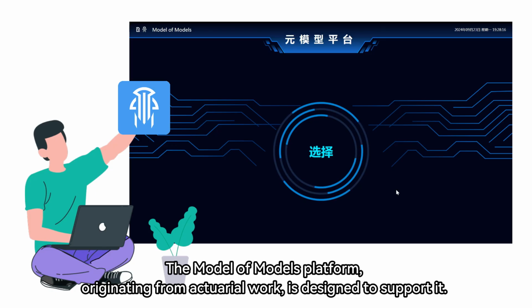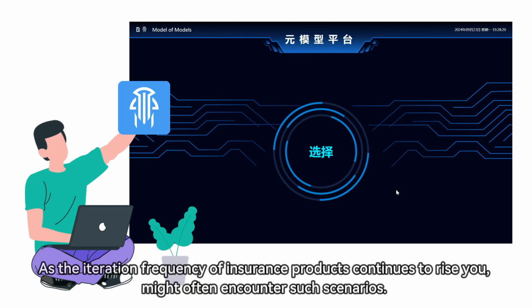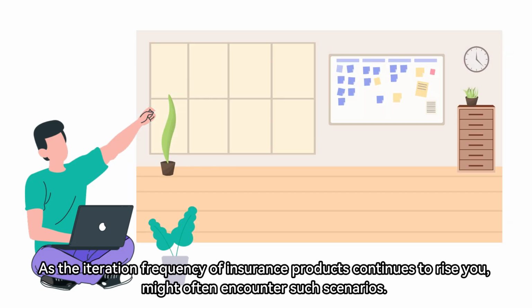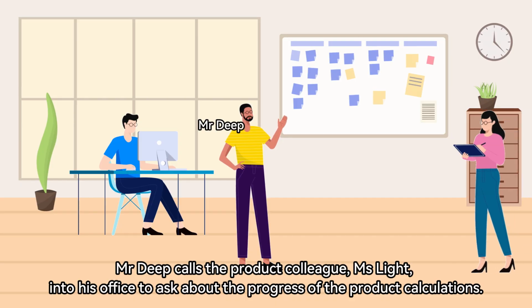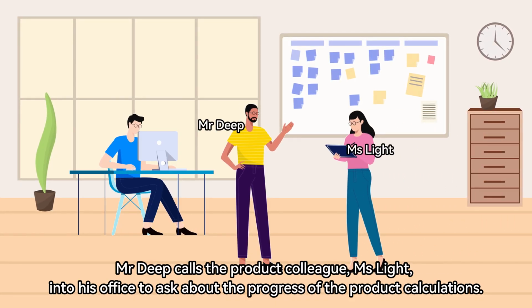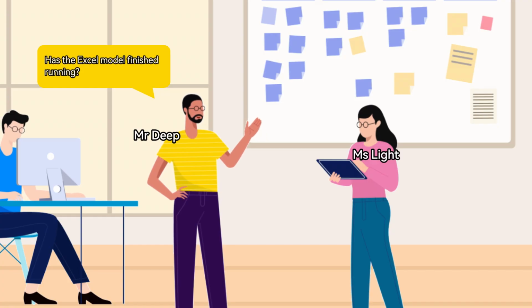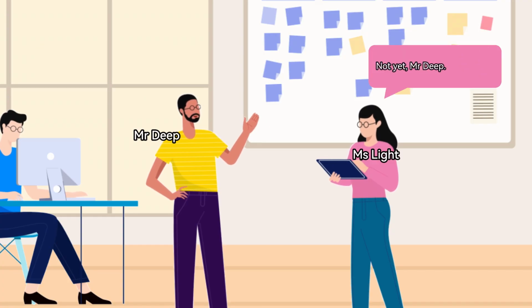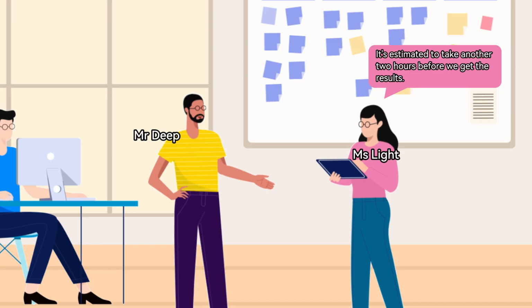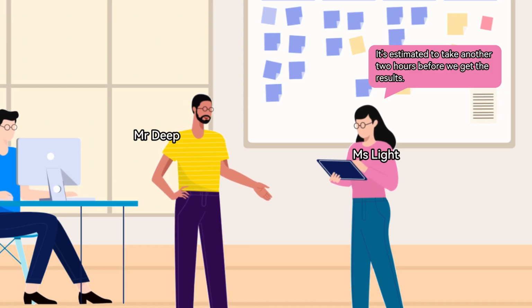The Model of Models platform, originating from actuarial work, is designed to support it. As the iteration frequency of insurance products continues to rise, you might often encounter such scenarios. Mr. Deep calls the product colleague, Ms. Light, into his office to ask about the progress of the product calculations. Has the Excel model finished running? Not yet, Mr. Deep. It's estimated to take another 2 hours before we get the results.